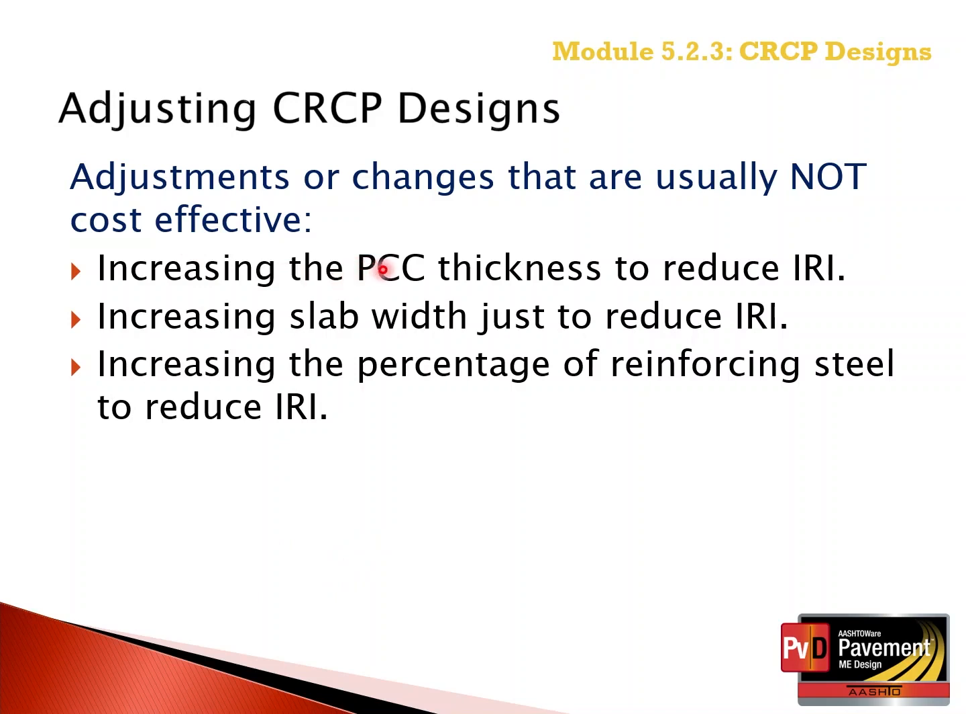Increasing the PCC or the concrete thickness to reduce the IRI is usually not cost-effective. Increasing slab width just to reduce IRI is usually not cost-effective. Also, increasing the percentage of reinforcing steel simply to reduce IRI is usually not cost-effective.